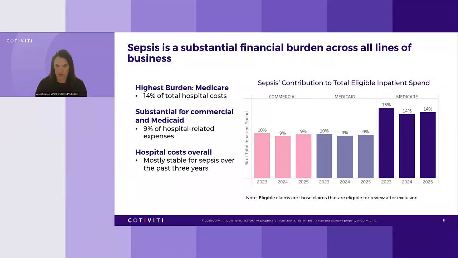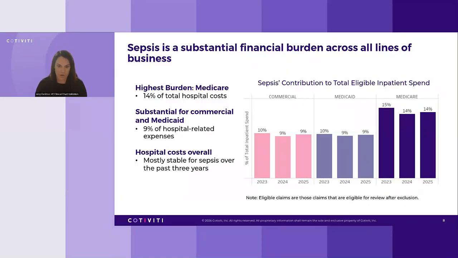suggesting that the opportunity is less about volume growth and more about accuracy, documentation, and the validation of the severity of the case. Because sepsis cases are high cost and clinically complex, small documentation or coding differences can materially change how a claim should be paid. That makes sepsis a prime example of why review and data depth matter.